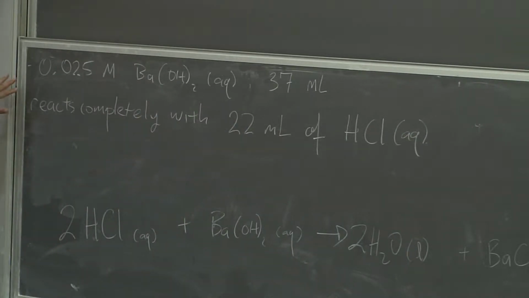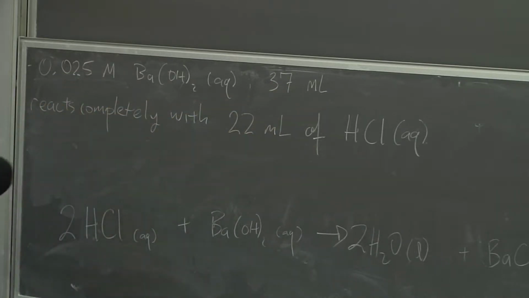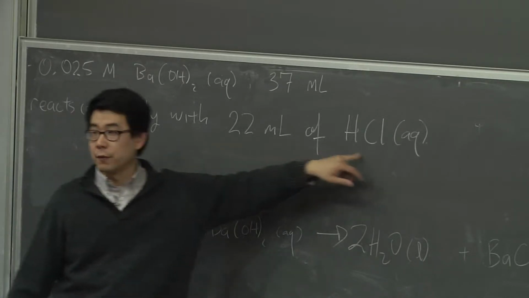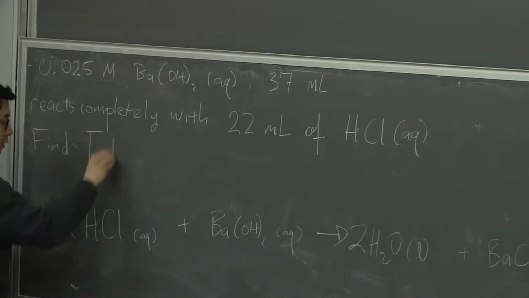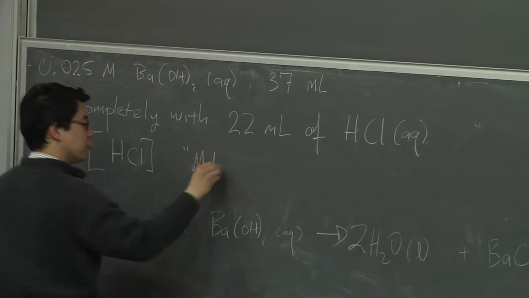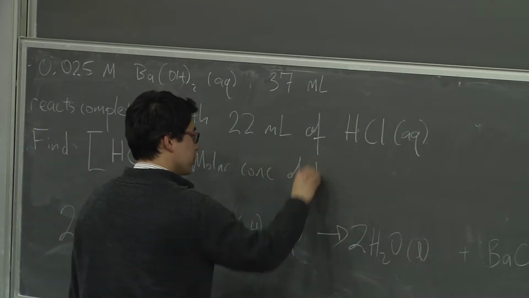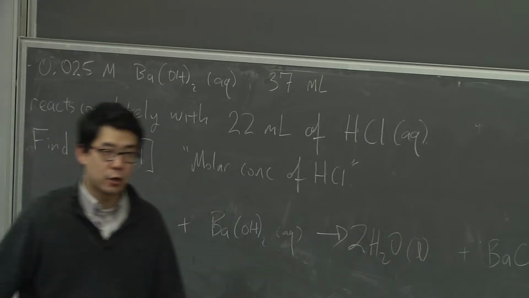Okay, so take a look at the problem. We've got this concentration of BaOH2, and we've got 37 milliliters of it. That 37 milliliters reacts completely with 22 milliliters of HCl, aqueous HCl solution. Can you tell me what question I'm going to ask? Concentration of HCl. That's right. Find, remember these square brackets mean molar concentration of HCl. That's what those square brackets mean. So put your heads together gently and give it a try.